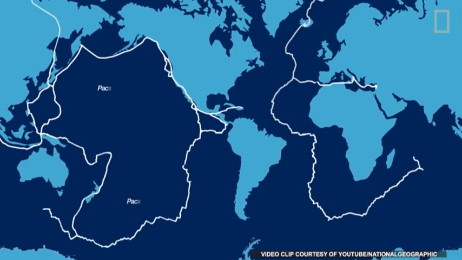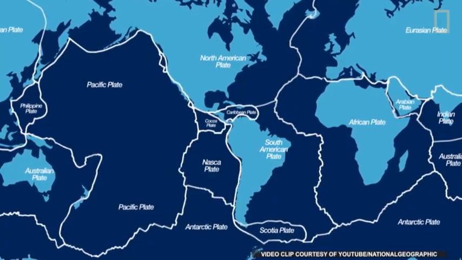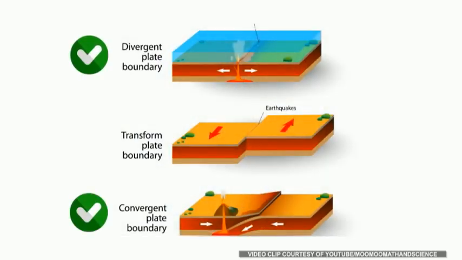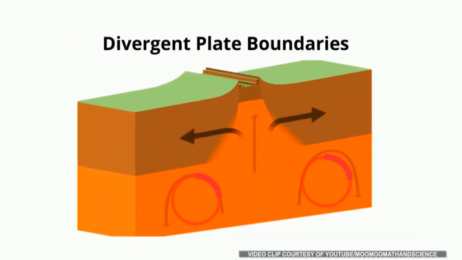Earthquakes often occur along plate boundaries. These are the areas where plates meet. There are 3 types of plate boundaries, depending on how plates move: divergent, convergent, and transform plate boundaries. Divergent boundaries, sometimes called spreading centers, have plates moving away from each other.